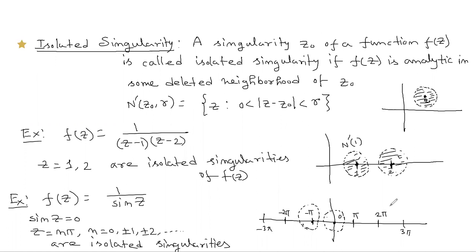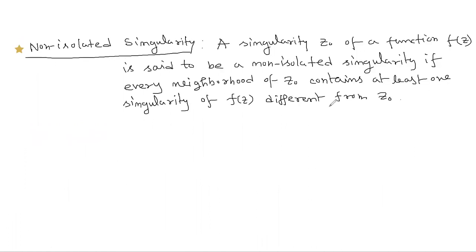Next, we'll go into non-isolated singularity. It is defined, on the contrary to the isolated one, as follows: a singularity z0 of a function f(z) is said to be a non-isolated singularity if every neighborhood of z0 contains at least one other singularity of the function f(z). That means we cannot construct any neighborhood of z0 that is free from some other singularity of the function. That means we cannot find any neighborhood of z0 where the function is analytic at every point except the point z0.